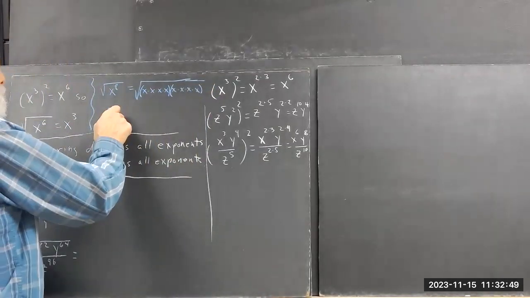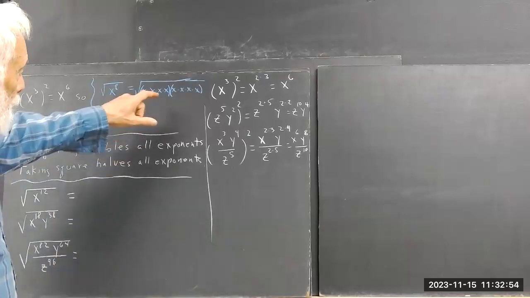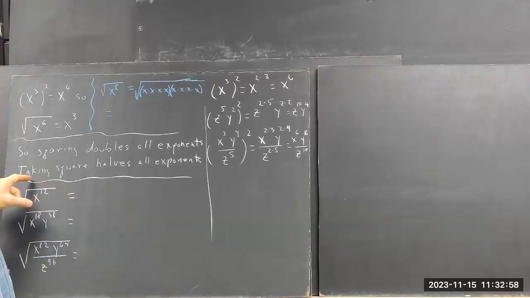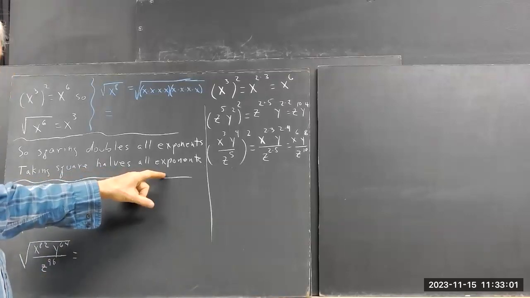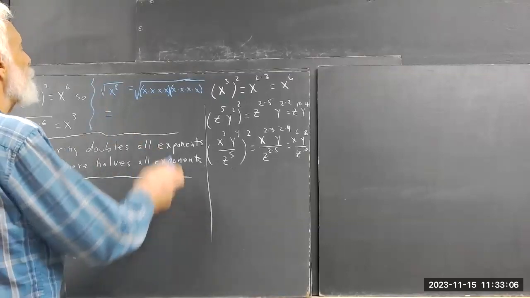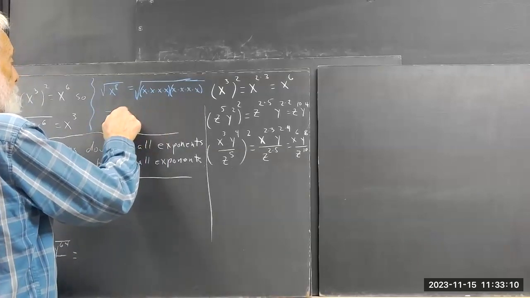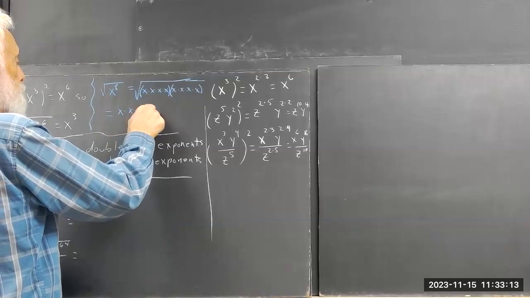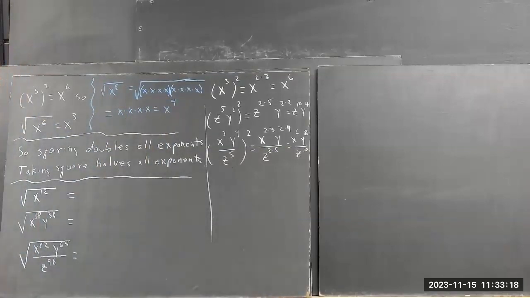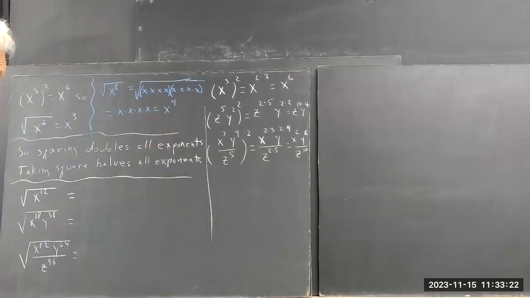Okay. Each of these has half as many x's as we started with, right? Well, we say here taking the square root halves all the exponents. So half as many x's is just this, and that's x to the 4th. So the square root of x to the 8th is x to the 4th.